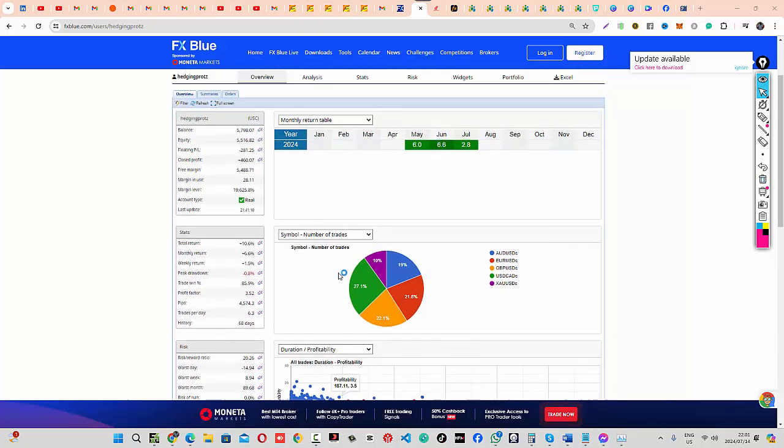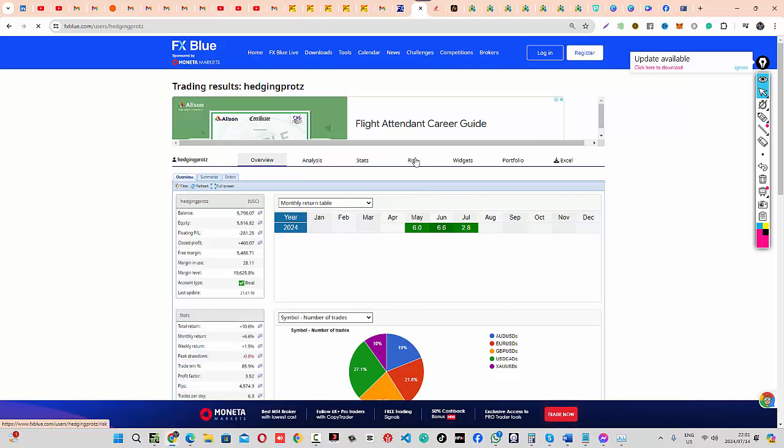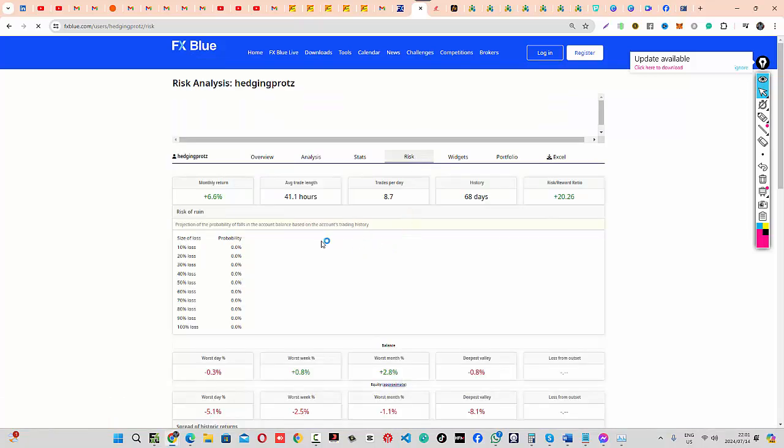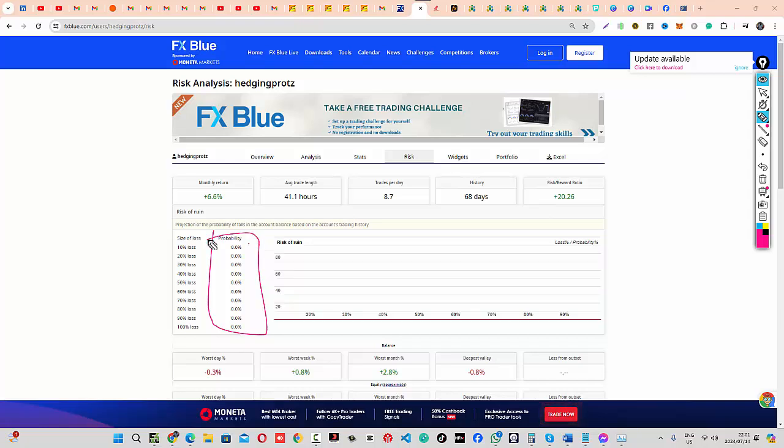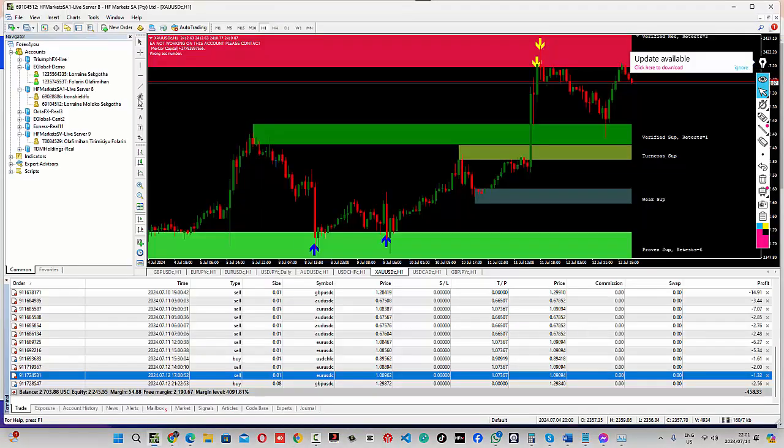Okay, so now if we go to the risk of this robot, how dangerous it is to your account, you can see from here that the chance for you to lose 10% of your account is 0%. It's a very accurate system, so it's 0%. So now, having seen this, let's go to the platform and see what we can say about it as well.